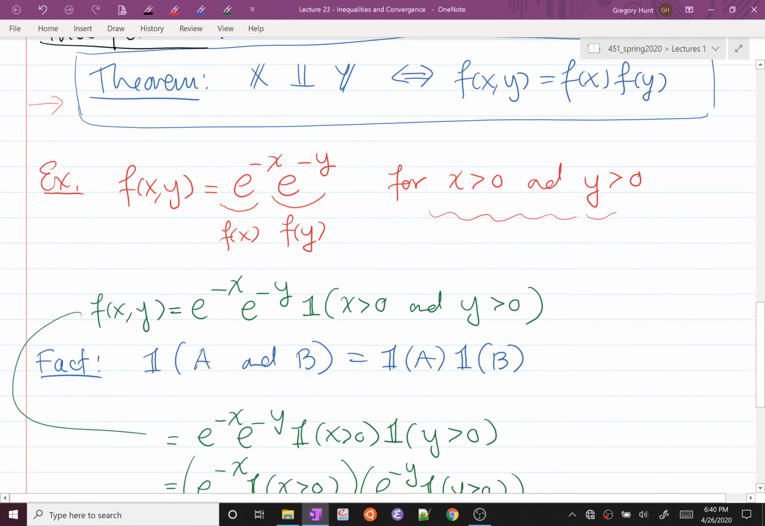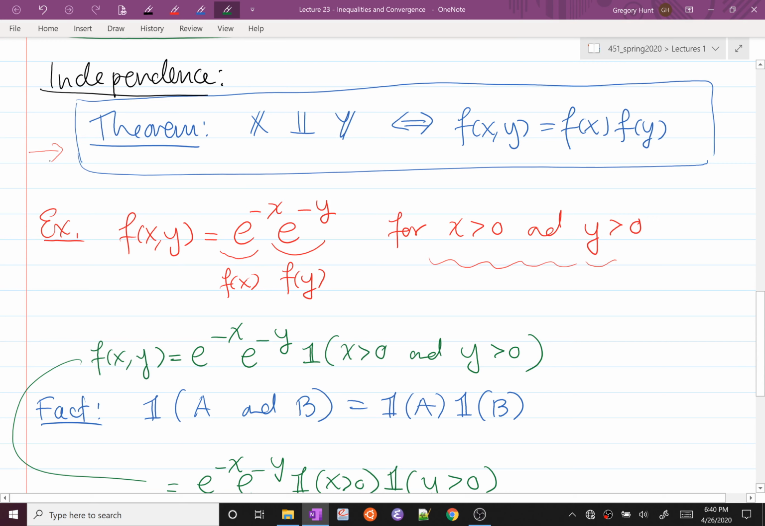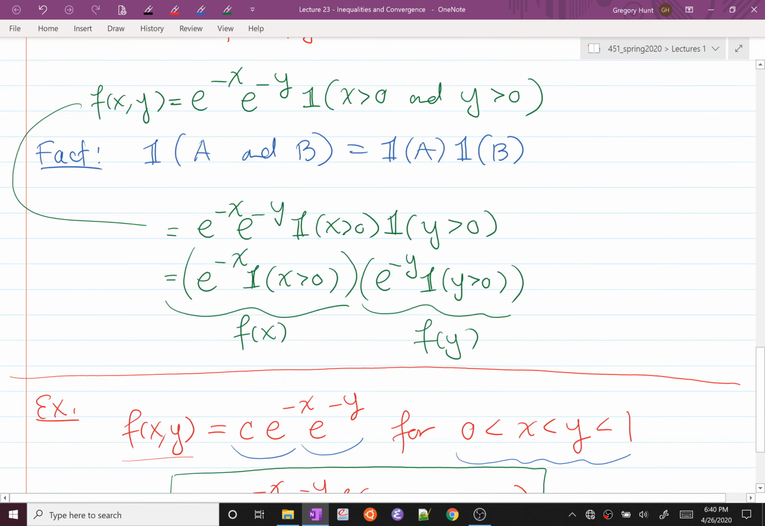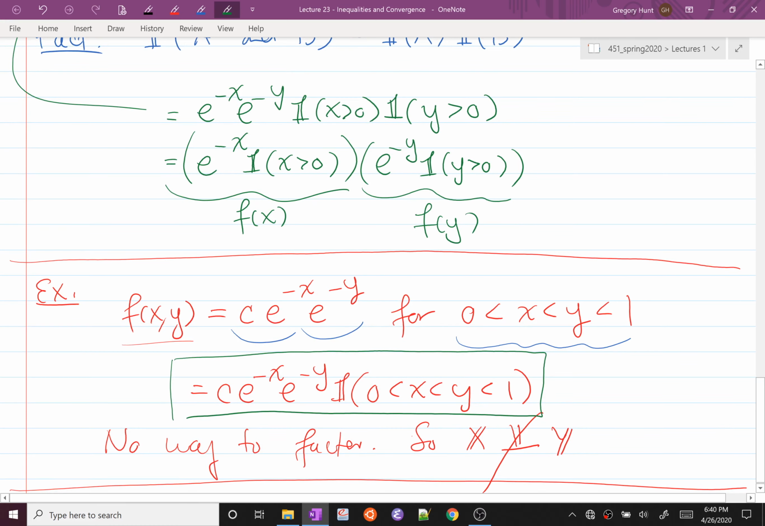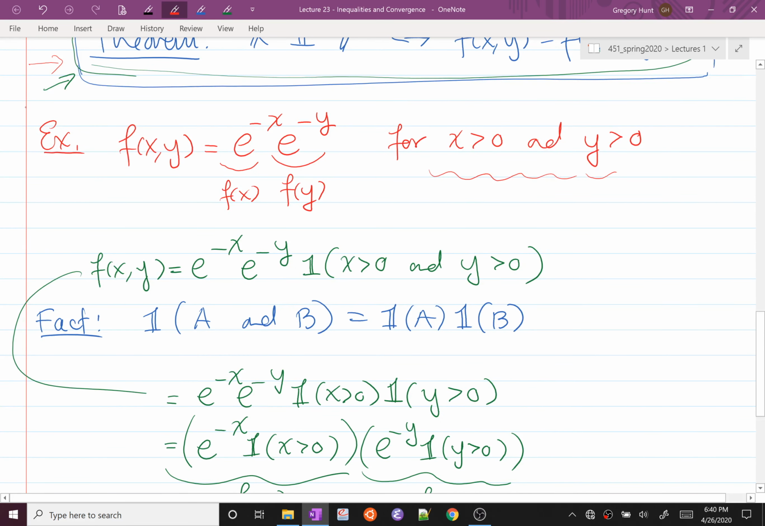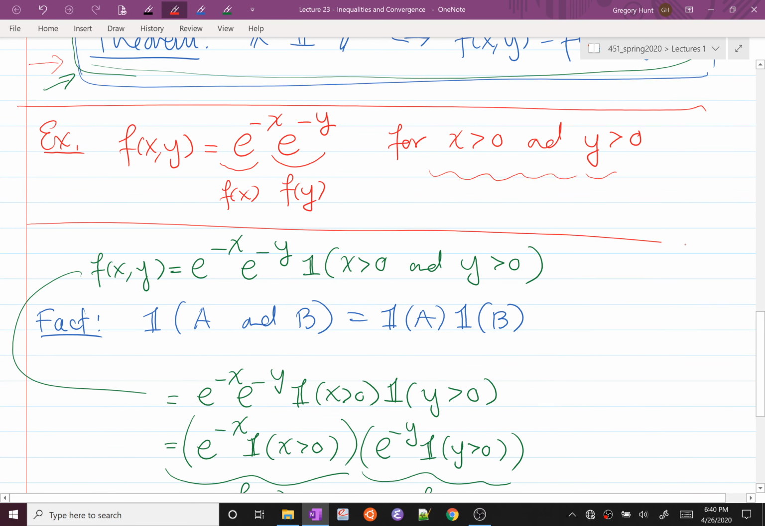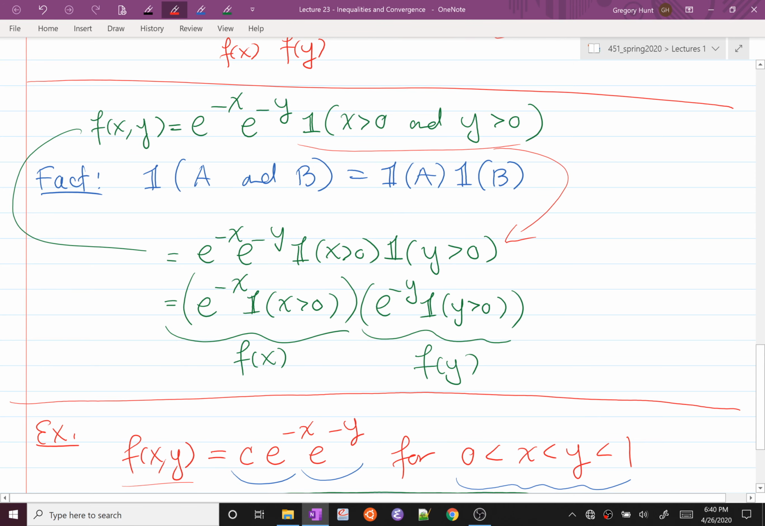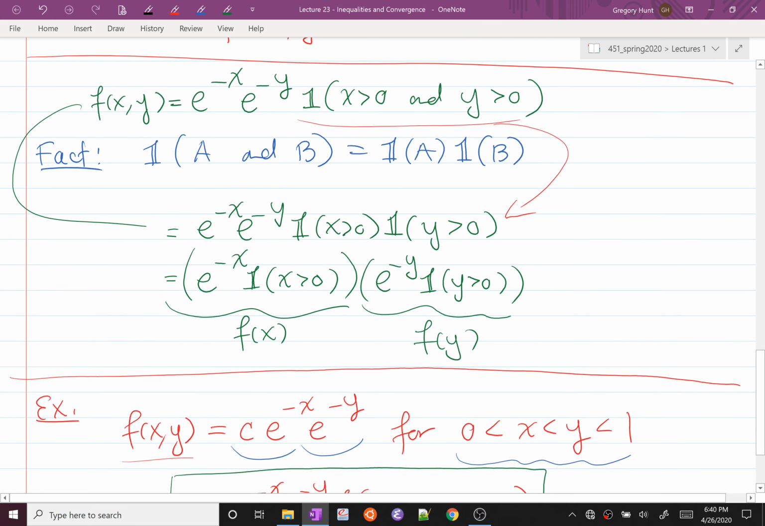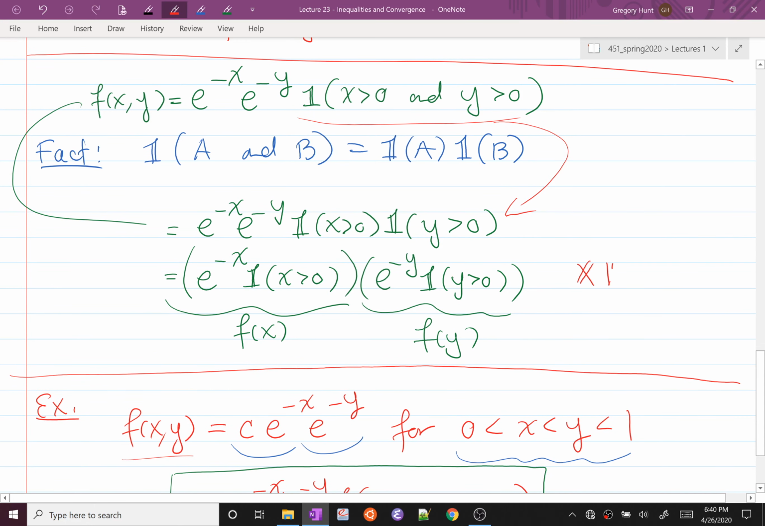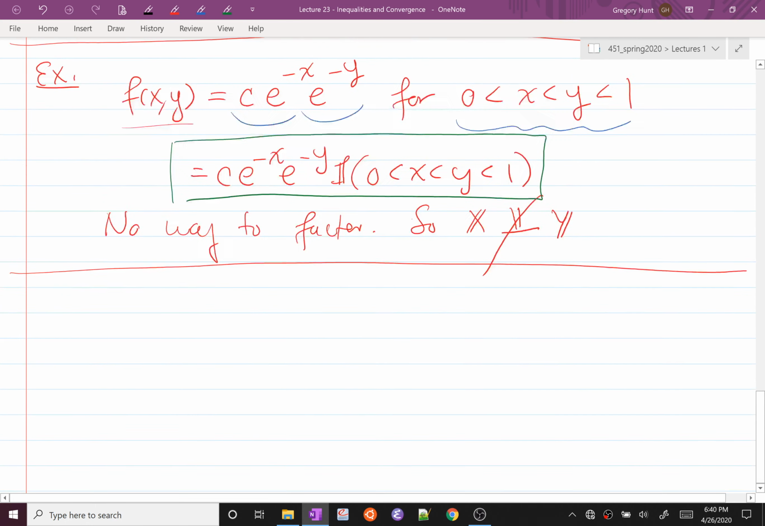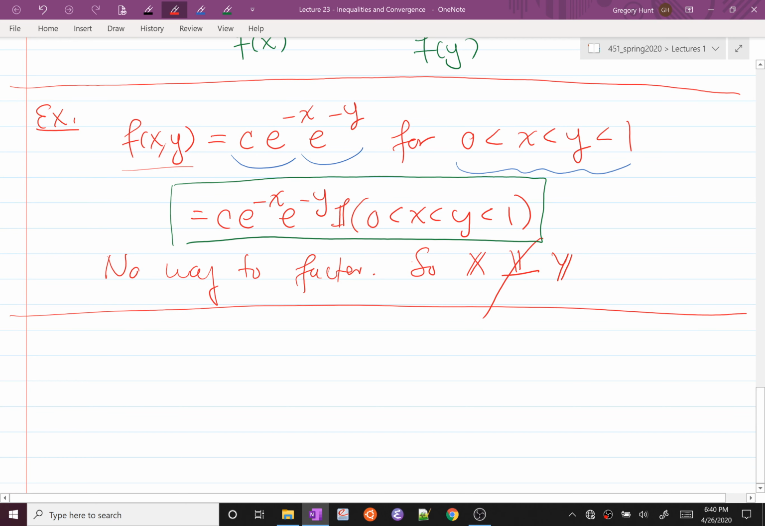So this theorem here is technically correct about independence. You just have to keep in mind that you still have to be able to factor the support in a reasonable way. What does that mean? Well, if I write the support as indicator functions, in this example here, I can factor the support as the product of two indicator functions, and so I can factor the joint PDF, and so in this case, x is independent of y. In this case, you can't do that. It's not an and statement, and so there's no way to factor it. So x is not independent of y.